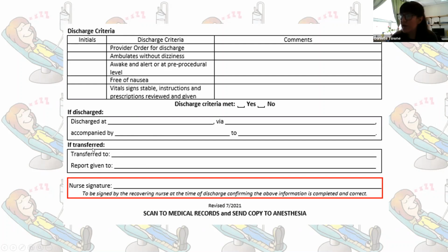And if the patient's transferred, you still report out where they went and who report was given to, and that nurse still needs to be signing this. And the important piece is to send it to anesthesia.